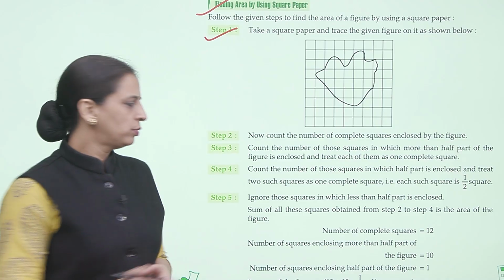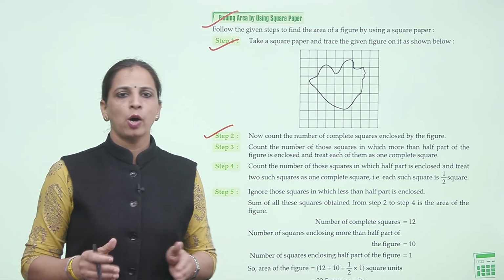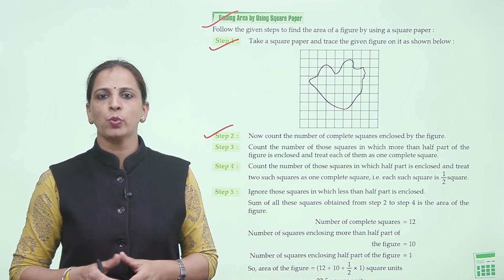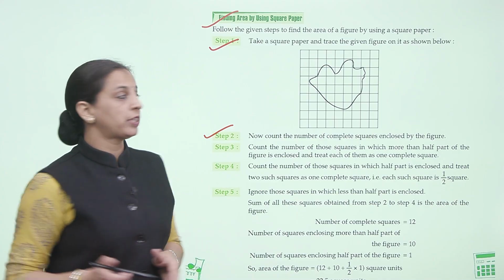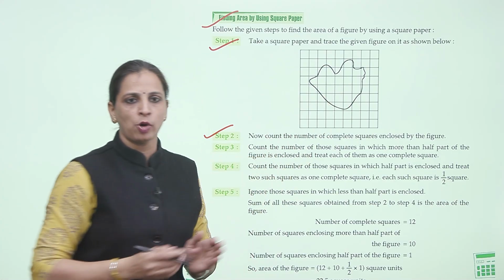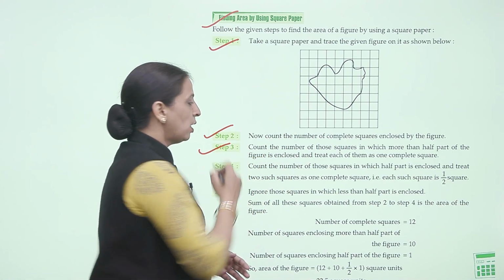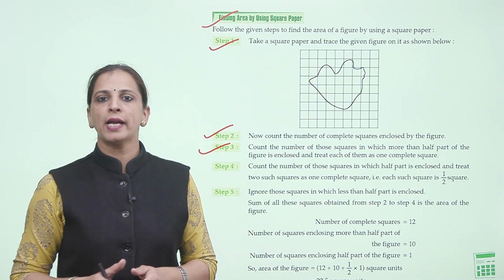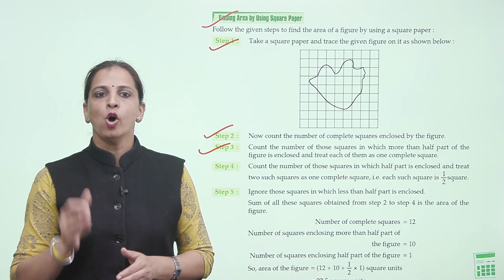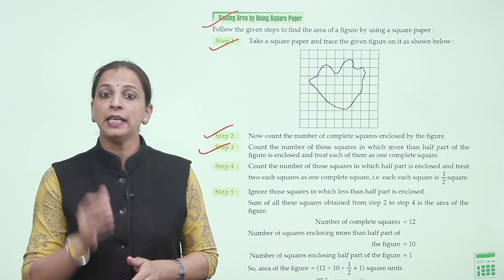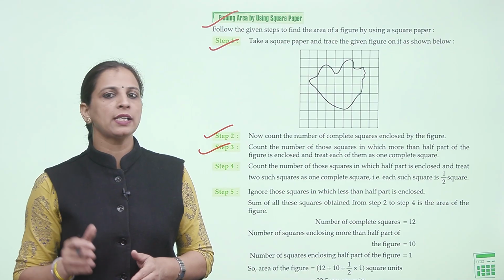Now step 2. Now count the number of complete squares enclosed by the figure. जितने complete squares इसमें आ रहे हैं उनको count करेंगे. Step 3. Count the number of those squares in which more than half part of the figure is enclosed and treat each of them as one complete square.